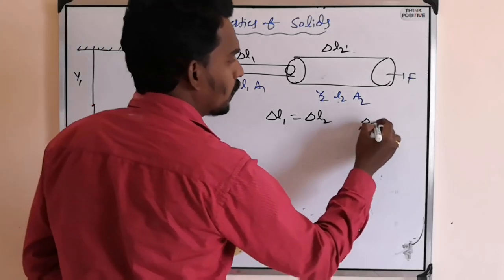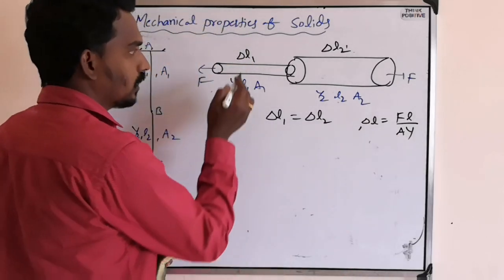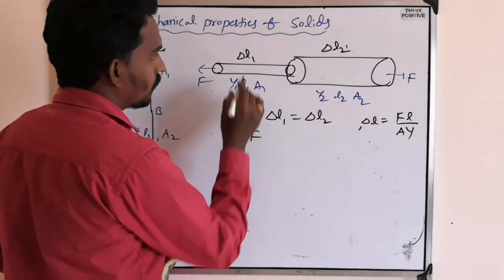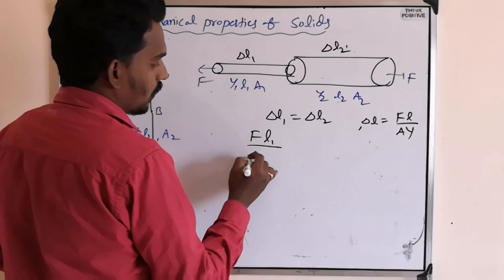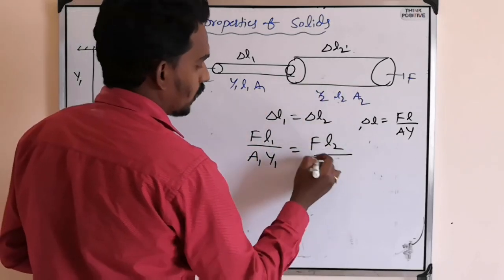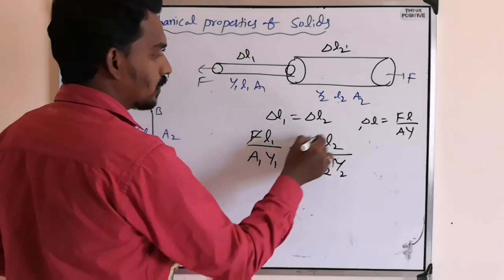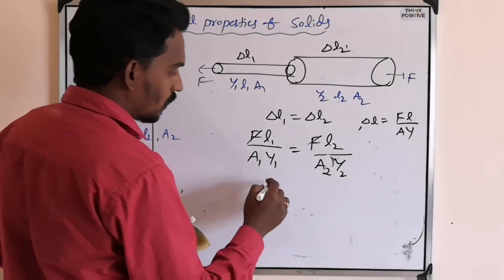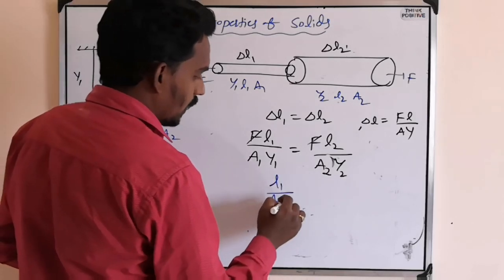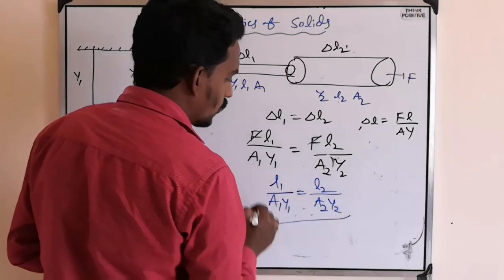Then delta L means what? F L by A Y. That means here F L1 by A1 Y1 equals F L2 by A2 Y2. But F is the same, so L1 by A1 Y1 equals L2 by A2 Y2.